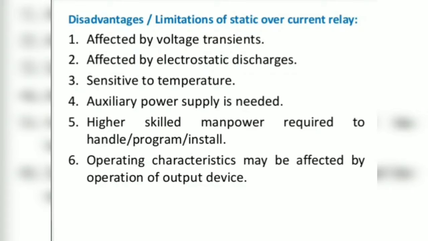The auxiliary power supply is needed to operate the amplifier, amplification, rectifier, filter, level detector. So a secondary or another power supply is required for operation. Higher skilled manpower is required to handle, to change the program as per requirement, and to install. So the higher skilled manpower required is the main drawback of static overcurrent relay.